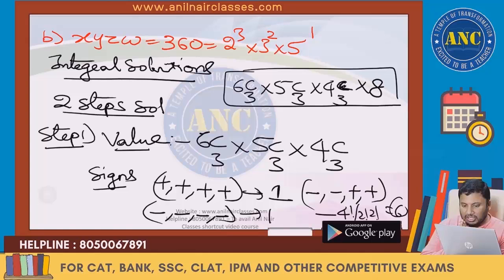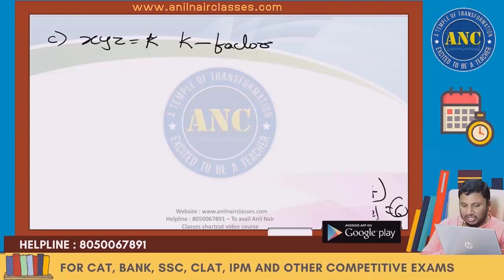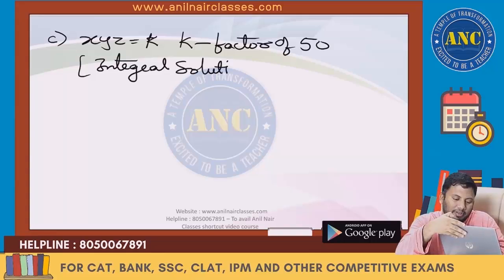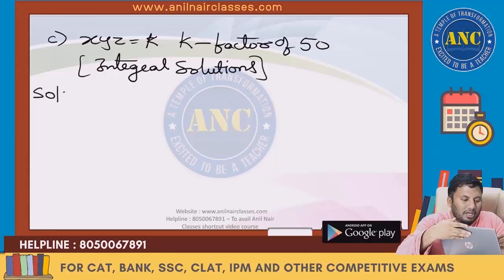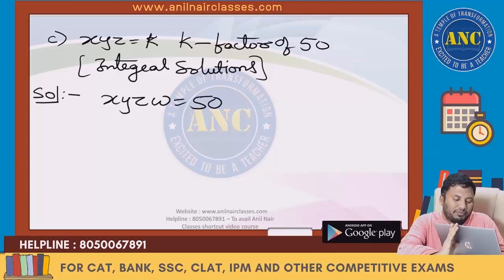One more question. Last question. xyzw equals k. k is a factor of 50. Find the number of integral solutions. So this is nothing but xyzw equals 50.